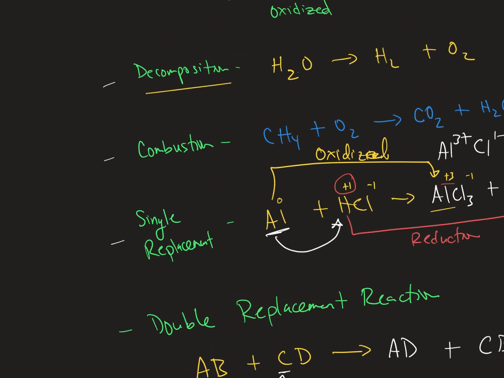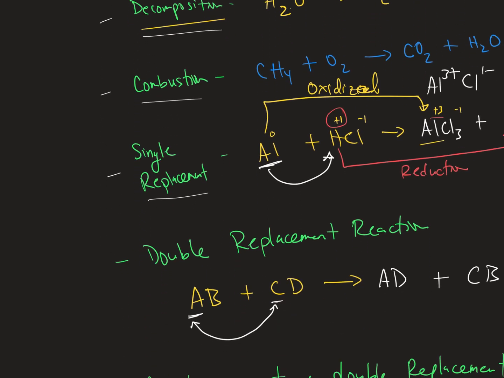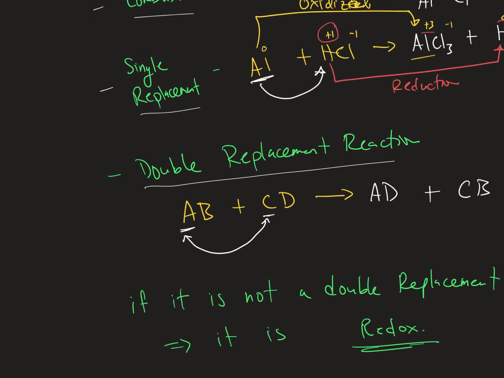So we got synthesis, decomposition, combustion, and single replacement, these are all oxidation reduction reactions. Good? And the other class is double replacement. And so if it's not double replacement, then it's oxidation reduction. Does that make sense? Okay? And if it is double replacement, it can either be a precipitation reaction or acid-base. We'll talk about these next.